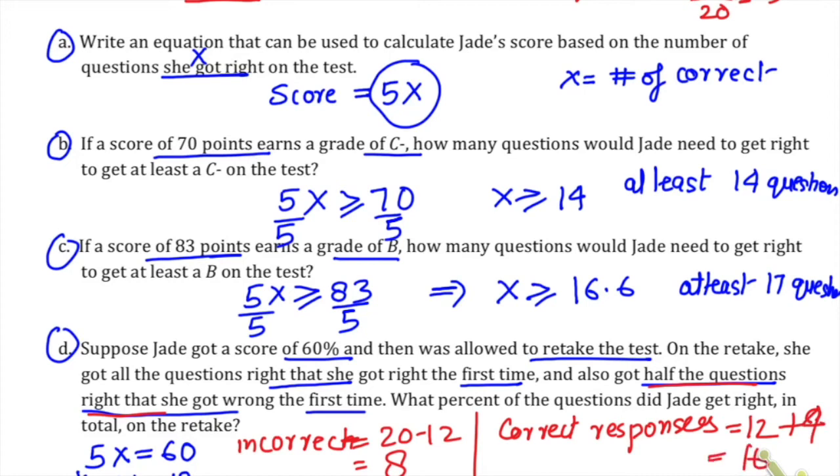So what is her final score now? I know each question is 5 points. 5 times 16 is 80. So she's getting 80% on the quiz now. Let's move to the next part.